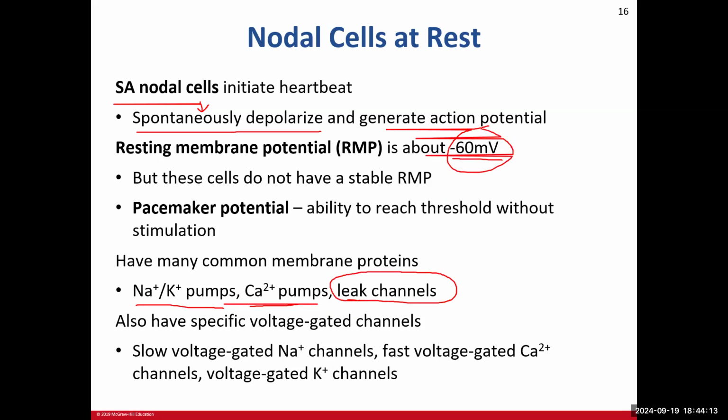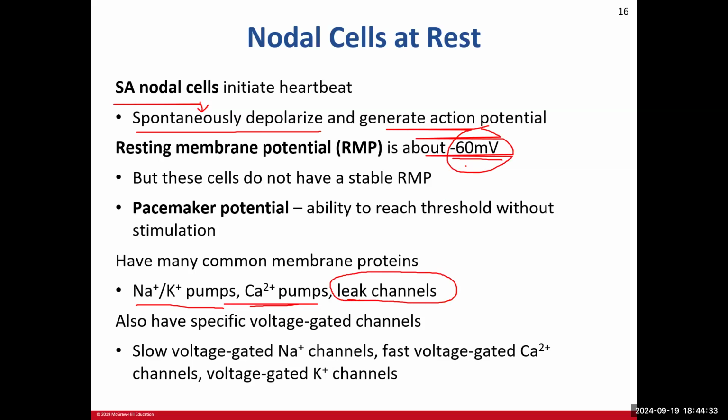Hopefully you remember that. In a neuron, the reason it has that -70 resting membrane potential is primarily because of the potassium leak channels. The sodium leak channels contribute to that a little bit. And then our sodium potassium ion pumps help to get it to that -70. But primarily the leak channels are going to be responsible for that resting membrane potential.